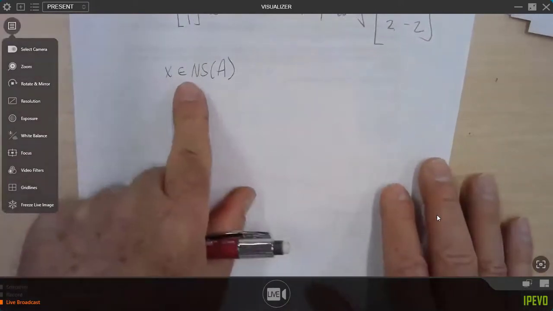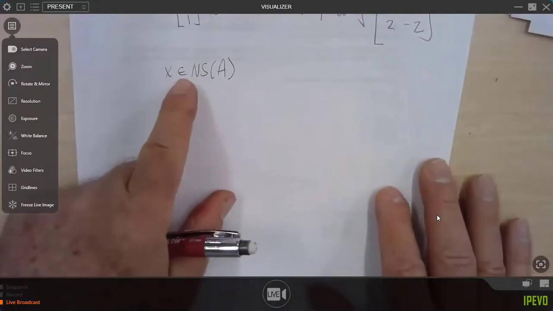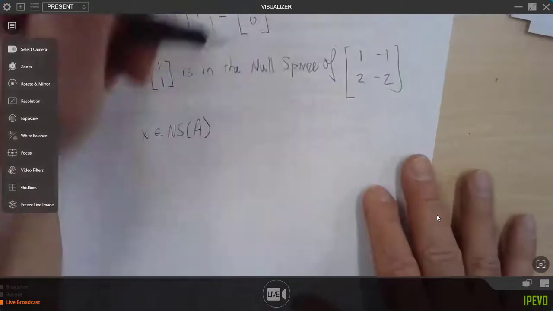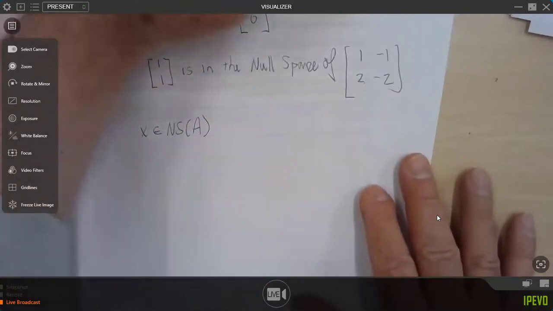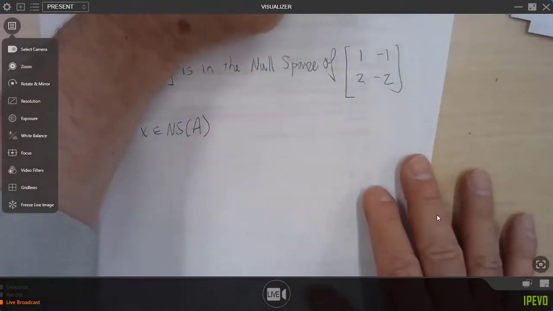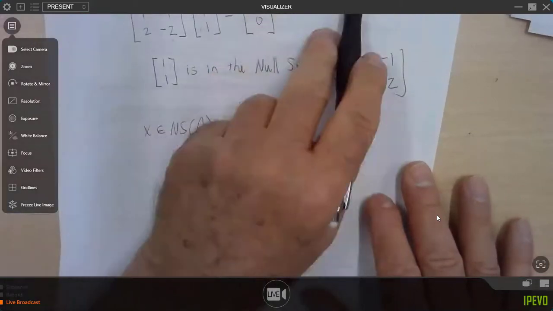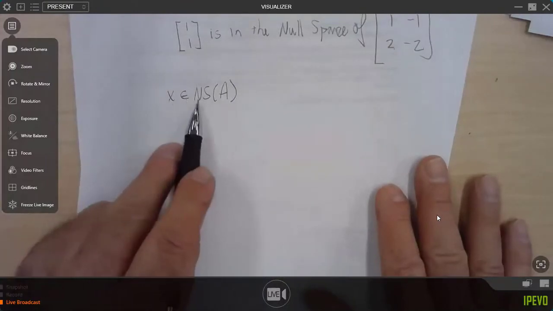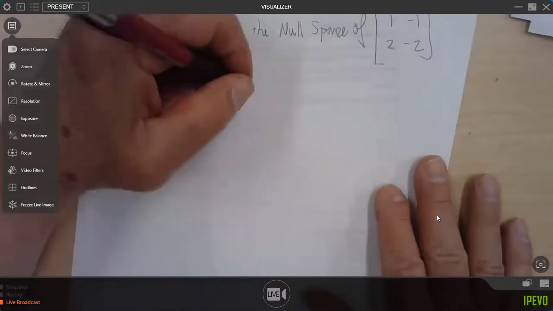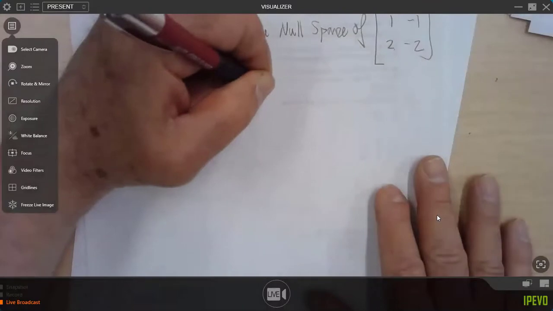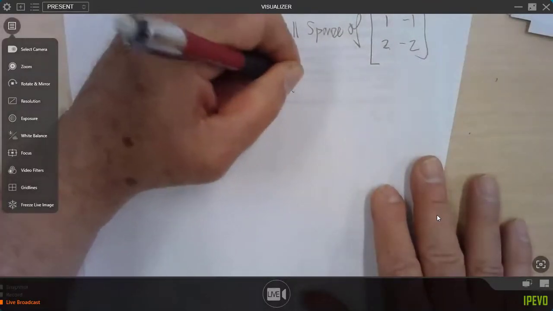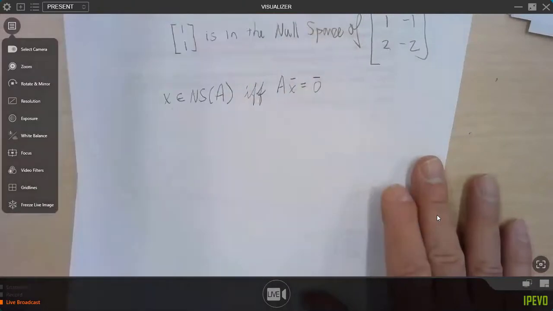Are you all familiar with the set notation? This is "element of." Like 2 is an element of the set {2, 3, 4}. 2 is in there. So X is in the null space of A if and only if A times X is a zero vector.